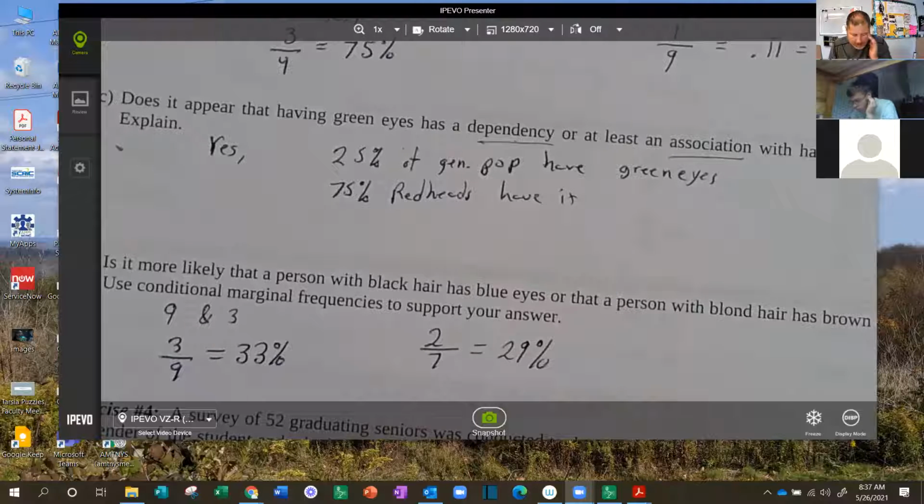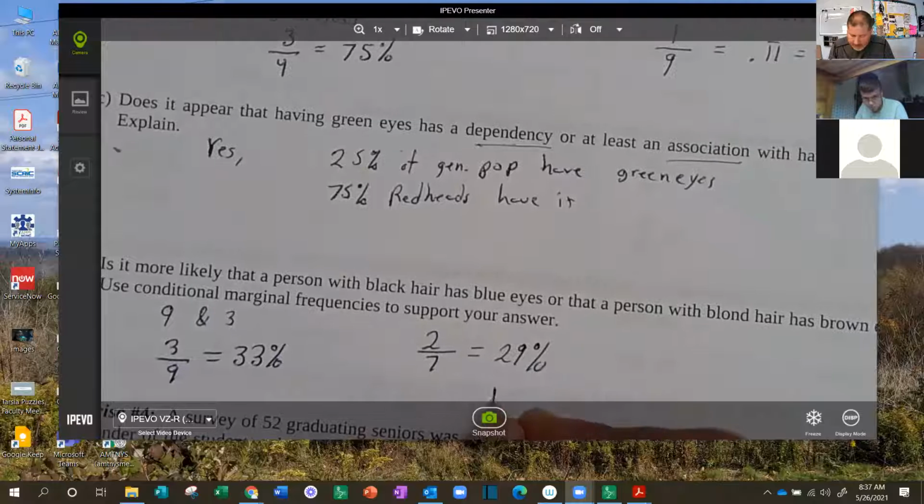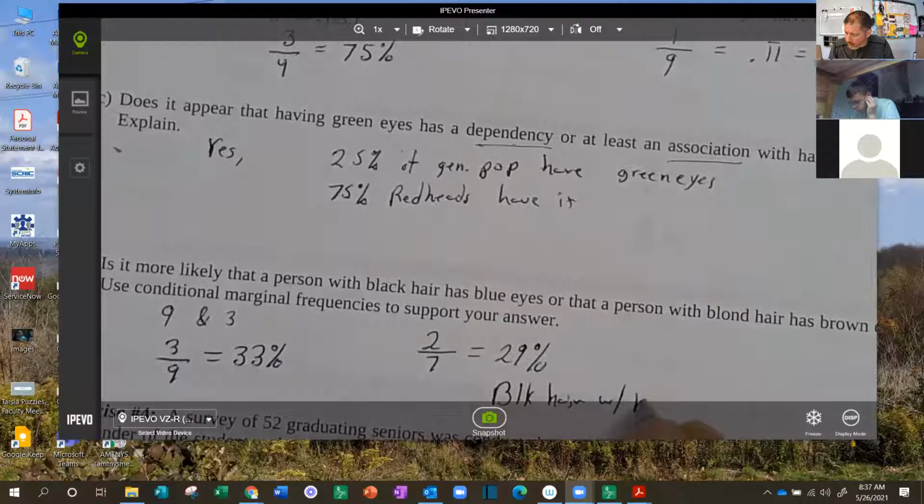So it is more common for people to have black hair with blue eyes.